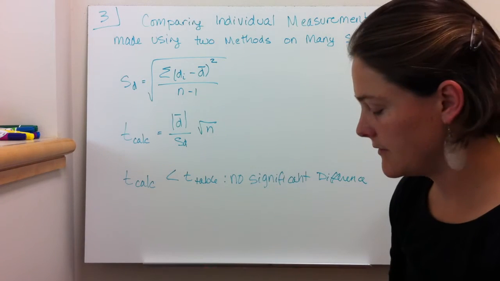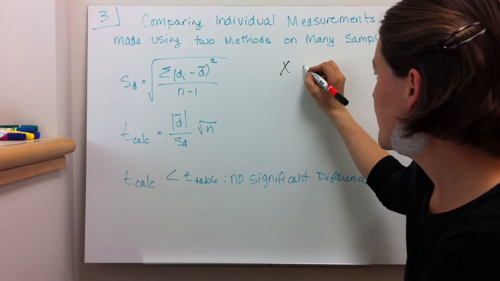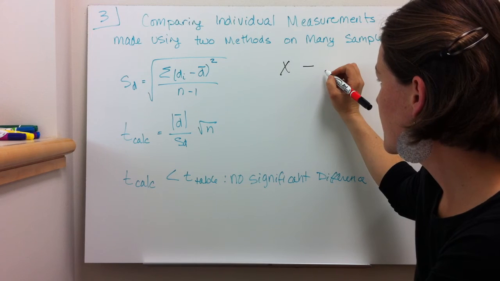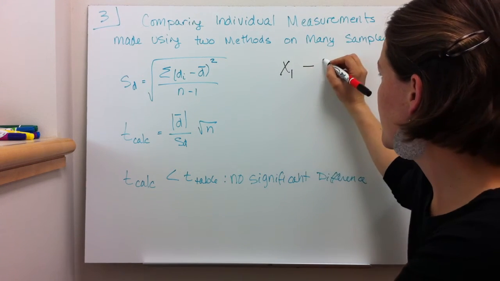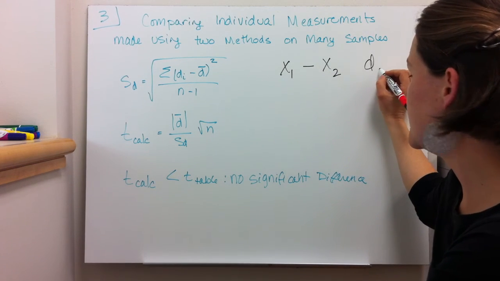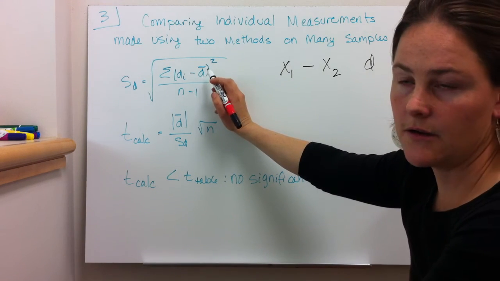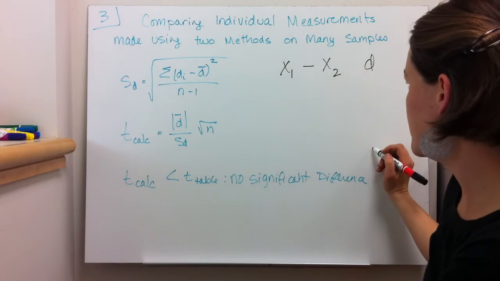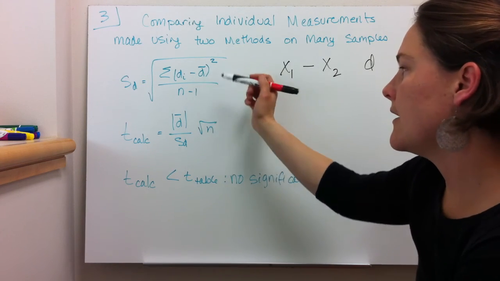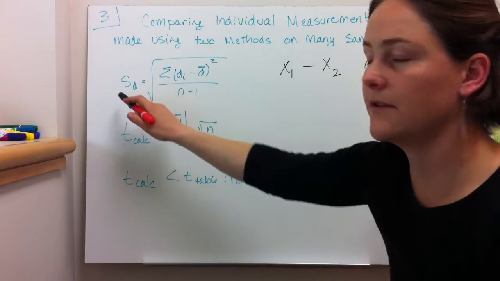for the difference. Your book actually has a great illustration of this, but basically you take each measurement x1 minus x2, so method 1 minus method 2, and then that gives you the difference. So then you take each of the differences minus the mean of the differences. So you add up all these differences and get a mean, and then you square them and then divide by n-1 and take the square root to get your standard deviation of the differences.